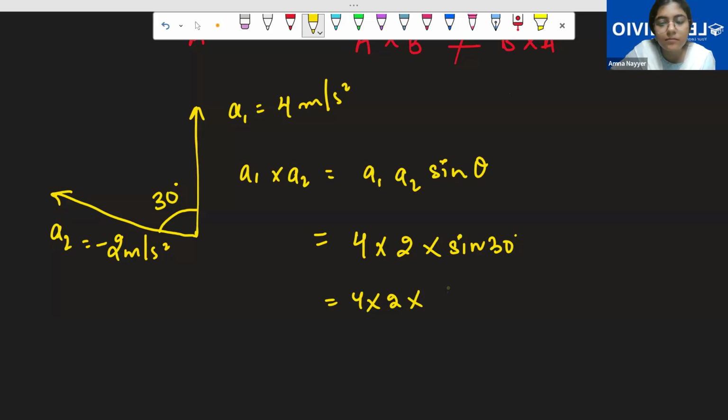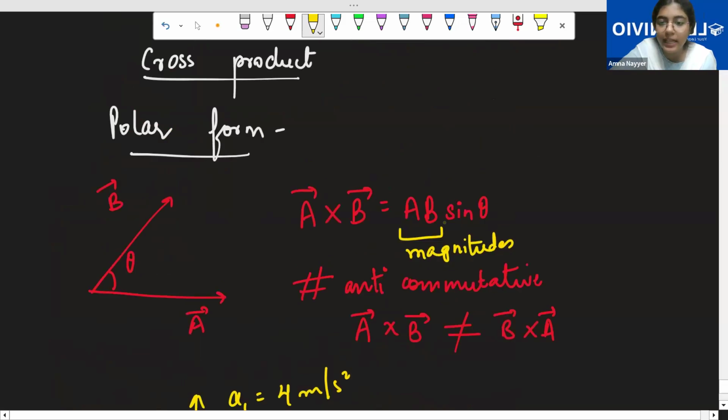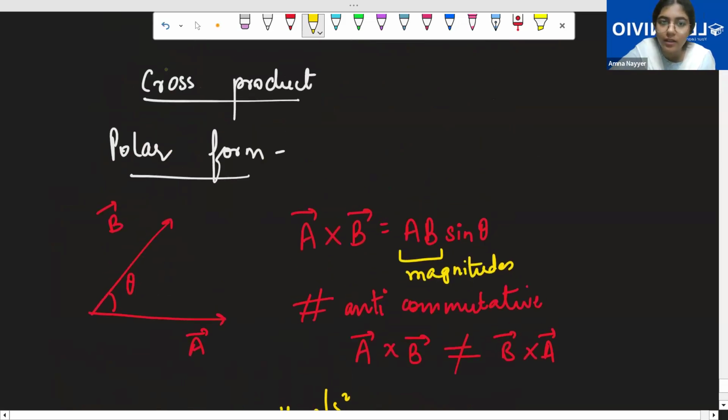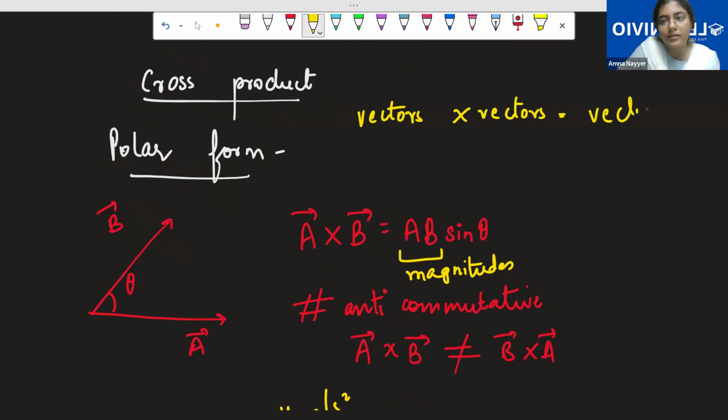Ma'am, why are we taking sine? In cross product, we take sine. We don't take cos. Okay, this is the cross product. Cross product means when vectors are multiplied to vectors, the resultant is also a vector. In that case, we can't use dot product. We have to use a different method that is known as the cross product.